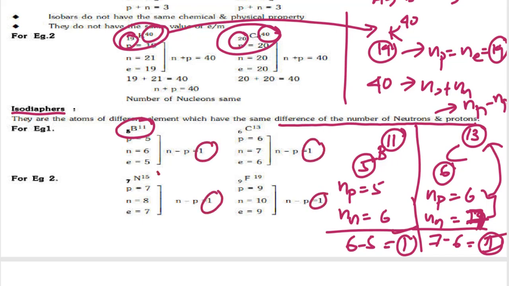Here is one more example: nitrogen 7, 15 and fluorine 9, 19. Okay? So this is another important term called isodiaphers. So you need to remember these examples.